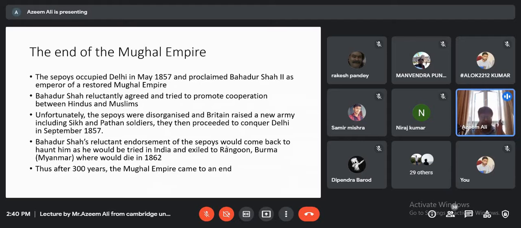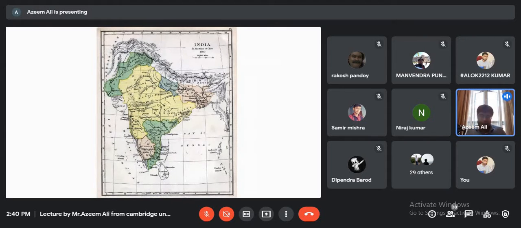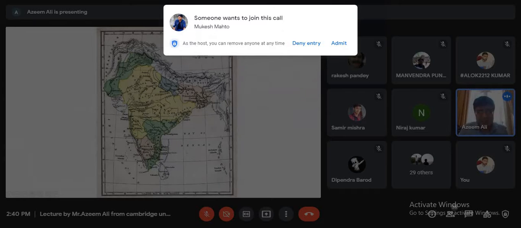It's a crucial junction point at 1857, the before and after period of British rule as well. And that's a famous picture of Bahadur Shah II in 1858, awaiting his trial by Britain in Delhi before his exile to Burma, Myanmar. Now we're going to look at the regional kingdoms that emerged in the wake of the decline of the Mughal Empire. So we're going to look at the Nawabs of Awadh, Bengal, and the Marathas.